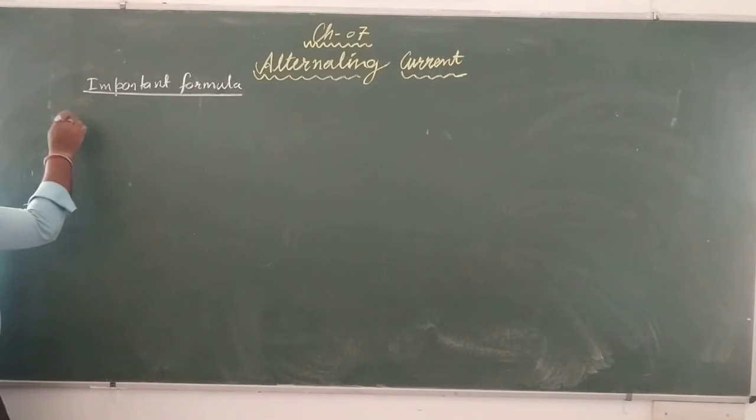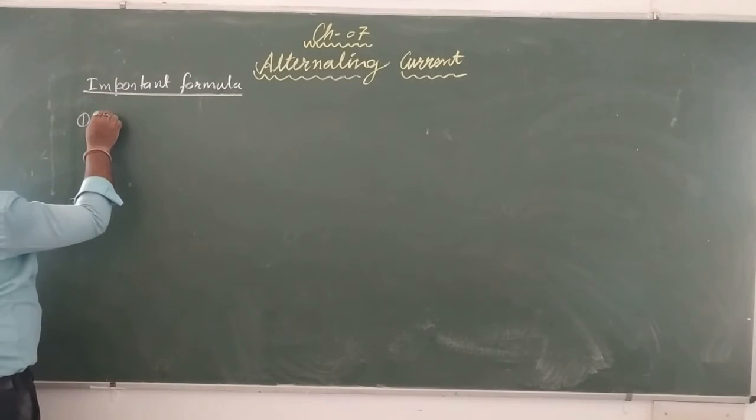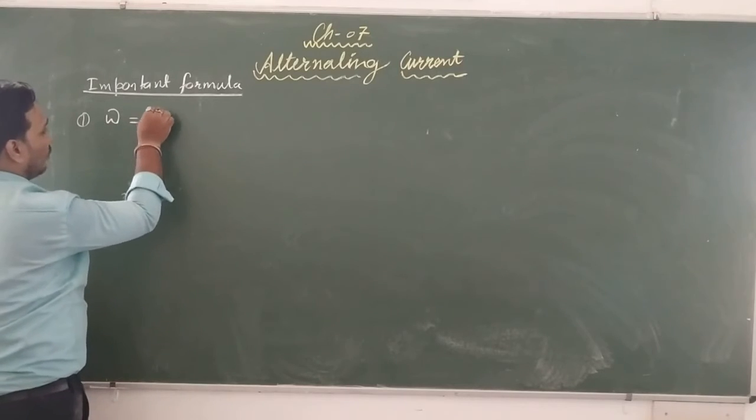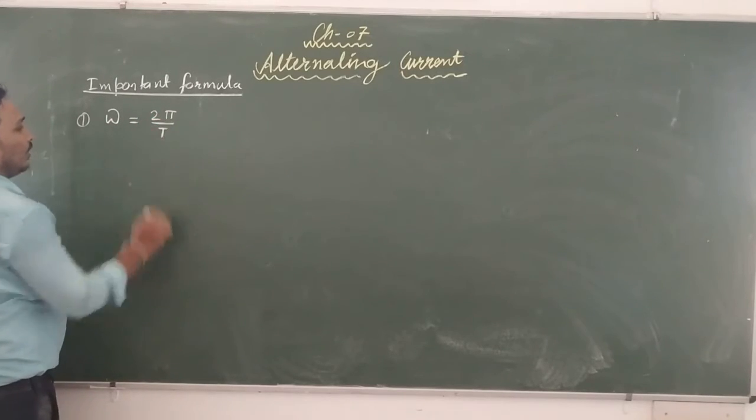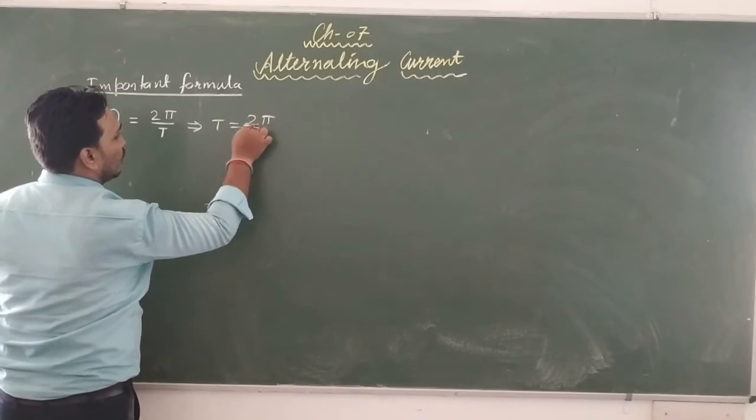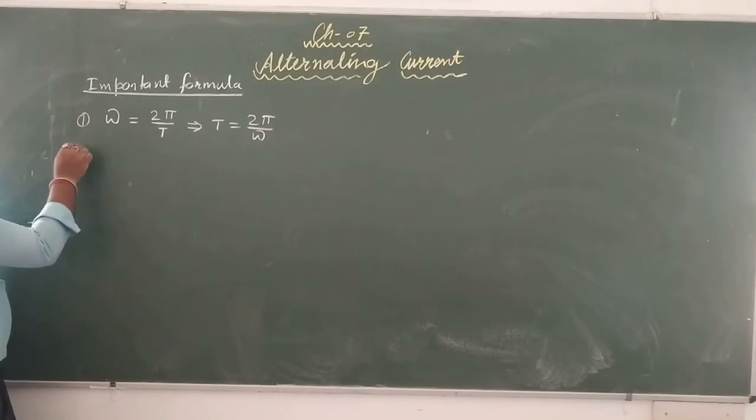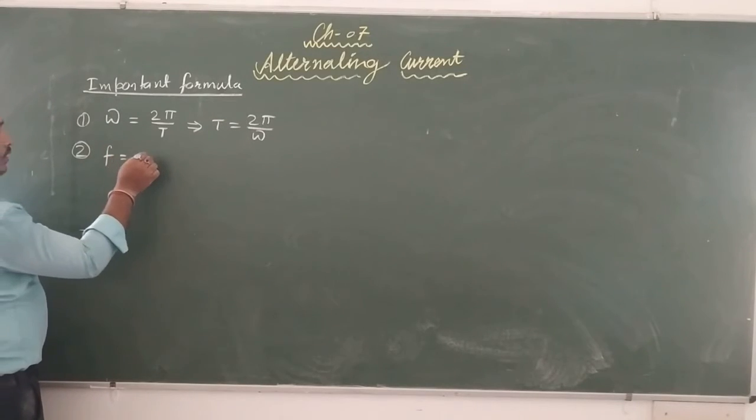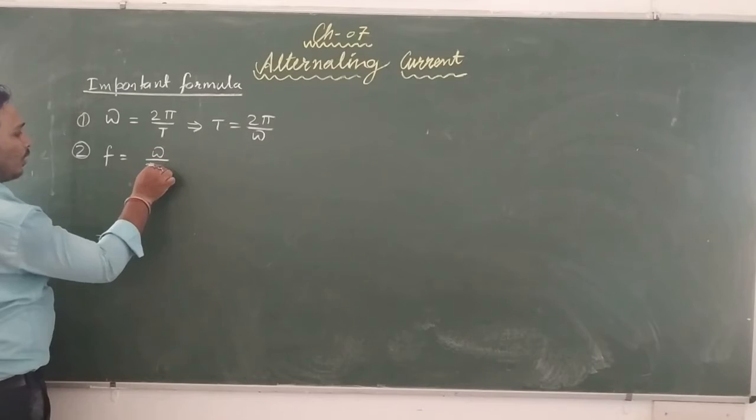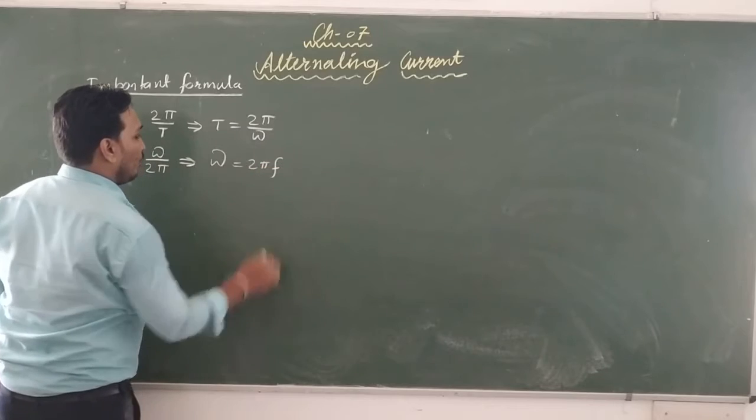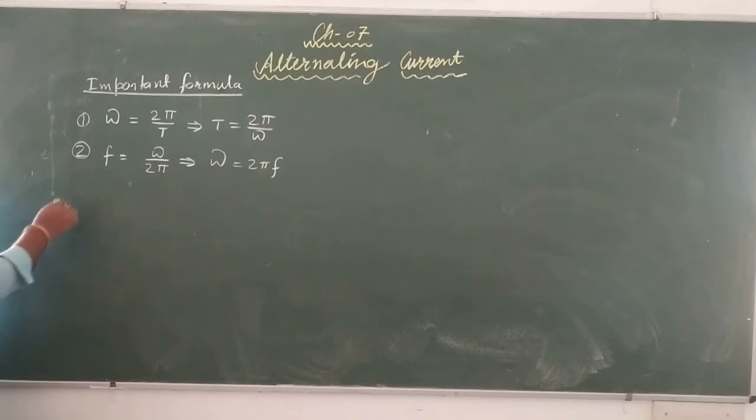The first one is time period and angular velocity. Angular velocity omega, or it is called angular frequency also. Omega is equal to what? 2 pi by capital T, right? From here, T can also be written as 2 pi by omega. In terms of frequency, if T is equal to 2 pi by omega, then frequency is omega upon 2 pi. From here, omega can also be replaced as 2 pi into frequency.